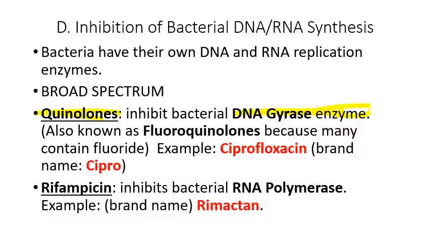They're sometimes referred to as fluoroquinolones because many of them have a fluoride group as well. Example, ciprofloxacin. Ciprofloxacin is sold under the brand name Cipro, and it is a broad spectrum antibiotic that will inhibit DNA replication and stops the bacteria from replicating.